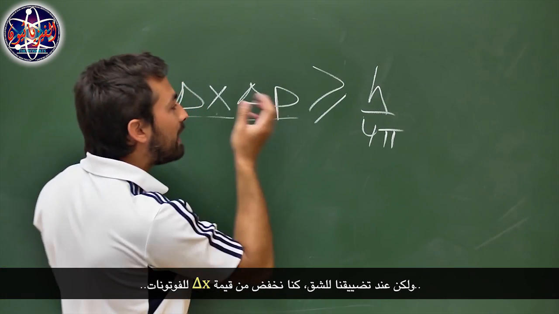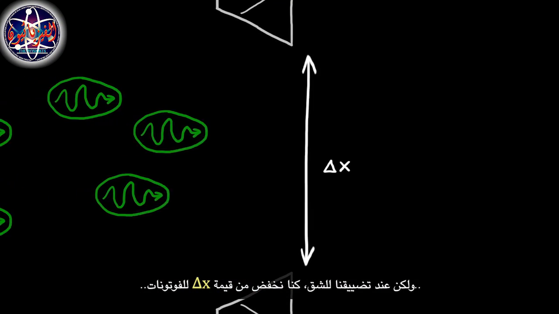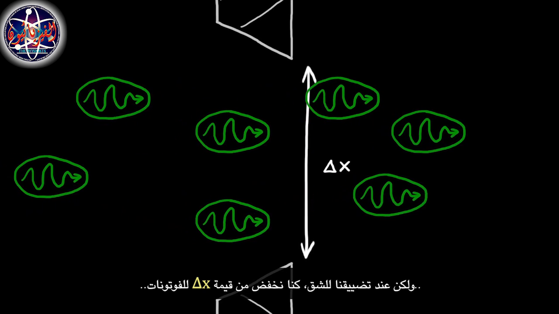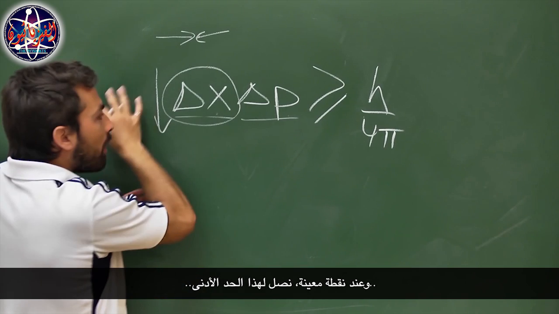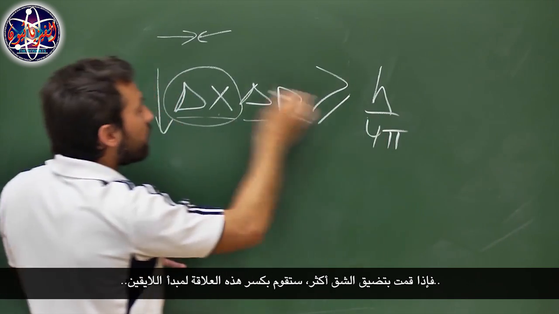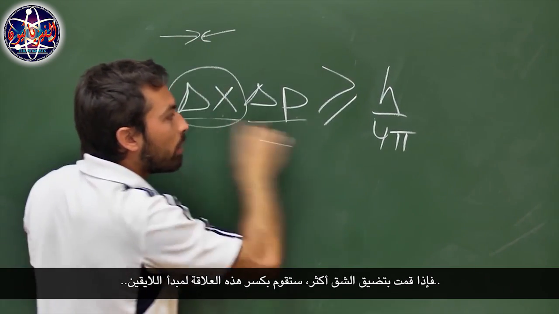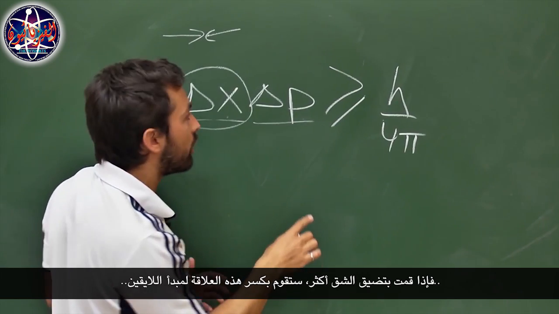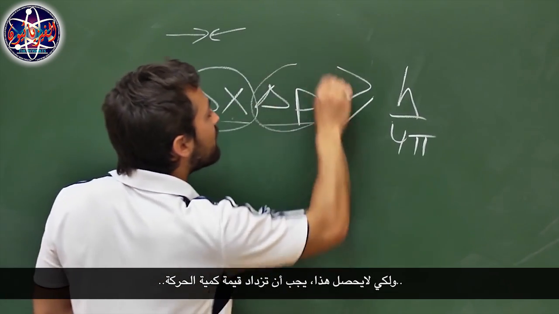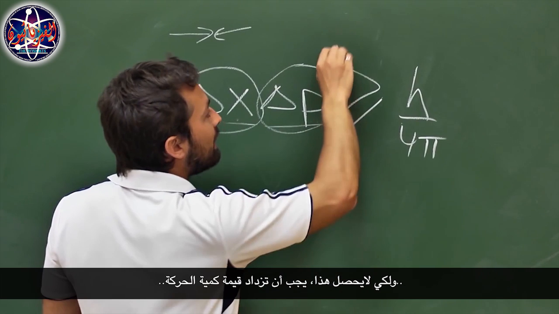But as we narrowed the slit, we were decreasing delta x for those photons. So we were getting more and more precise about where the photons were passing through that slit. And at a certain point, you come to this limit, so that if you narrow this any further, you're going to break this uncertainty relationship. So what needs to happen is the uncertainty in momentum needs to go up.